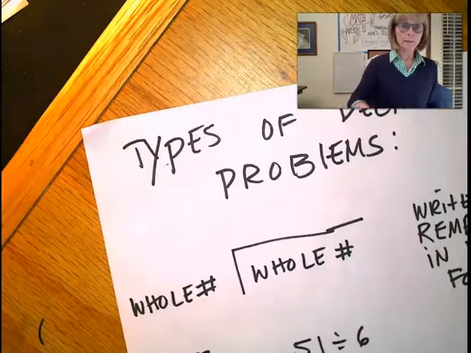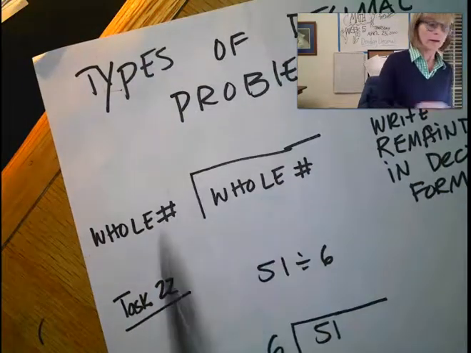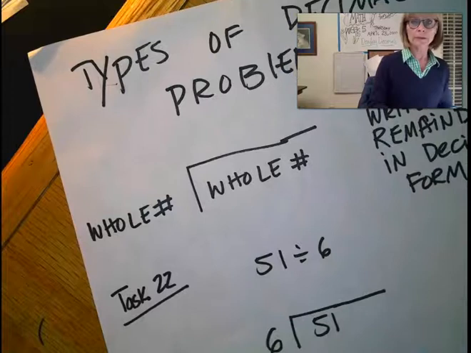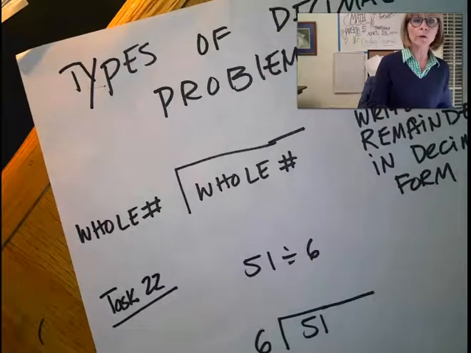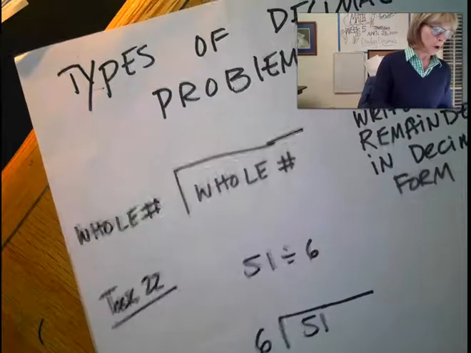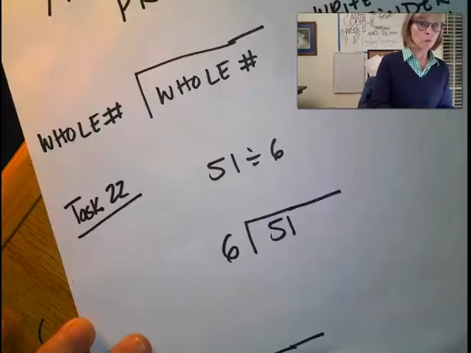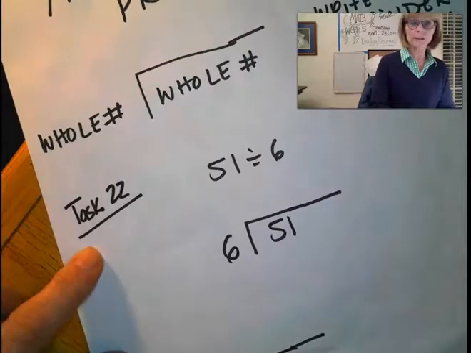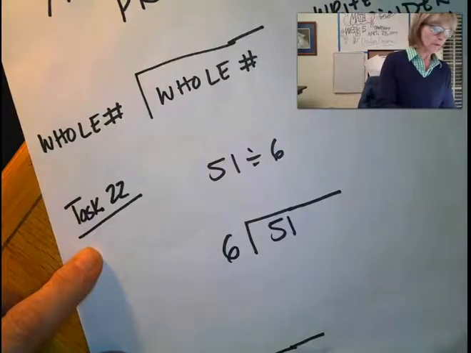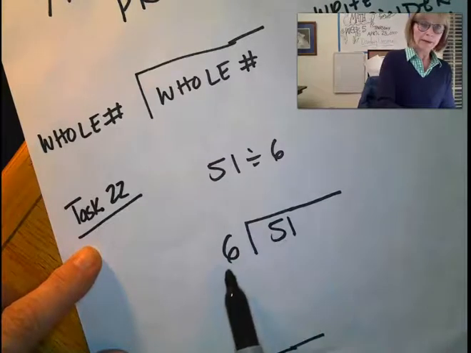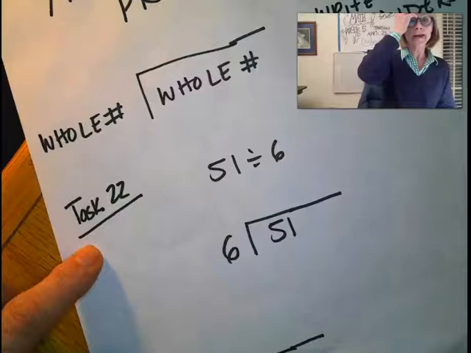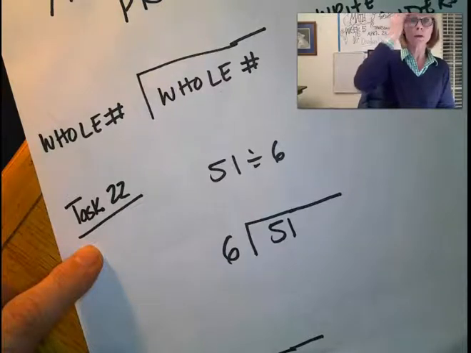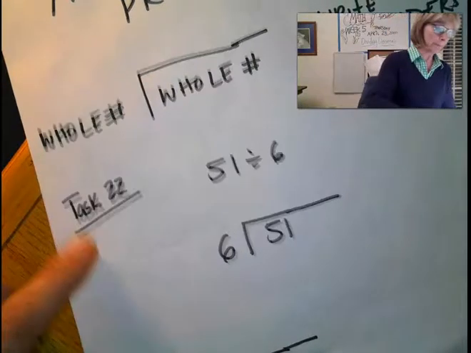Alright, so the decimal type problems that you're going to run into are going to be ones that are a whole number divided by a whole number. Well, that seems like the normal kind of problem, except when you have a remainder at the end of them, you want to write them in decimal form. Alright, so if you were looking at the problem on task card 22, it's 51 divided by 6. So 51 goes in the box. We're dividing by 6. Go ahead and write that down, and then you can just put this in your Google slide when you start working on it.